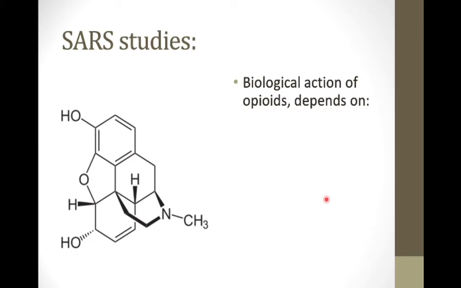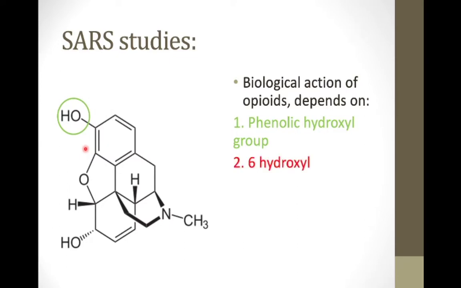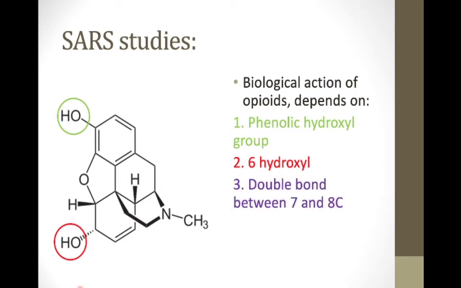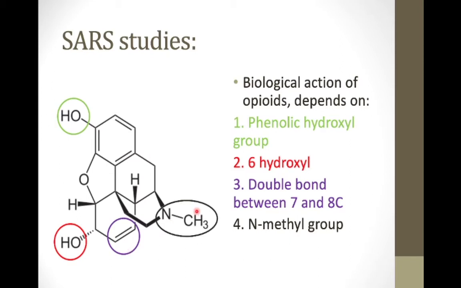So if we look at the biological action of opioids, this depends on different groups. For example, we've got the phenolic hydroxyl group, which we find on the aromatic ring. We've also got the 6-hydroxyl group, which we find on the alcoholic ring. And then we have the double bond, which is between carbon 7 and carbon 8. And then we have the N-methyl group, which is on what's called a piperidine ring. And then we have the ether bridge, which is on this tetrahydrofuran ring. And then finally we have the aromatic ring.